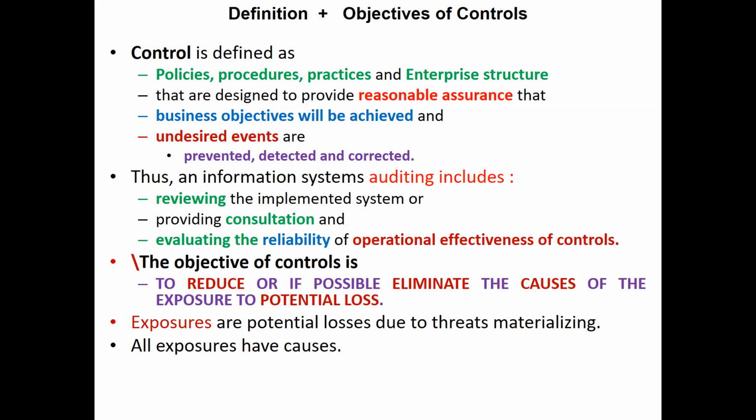There will be some risk that could be prevented or detected and corrected. So that activity is carried out by control. Now, what is the objective of control? Why do we need to have control? It is to reduce or, if possible, eliminate the causes of the exposure to potential loss. Suppose you have a virus. If you allow the virus to enter our system, naturally our system will be damaged, or the data inside the computer may be stolen or copied or deleted or modified, or some other kind of dangerous activity will be carried out by that virus software.